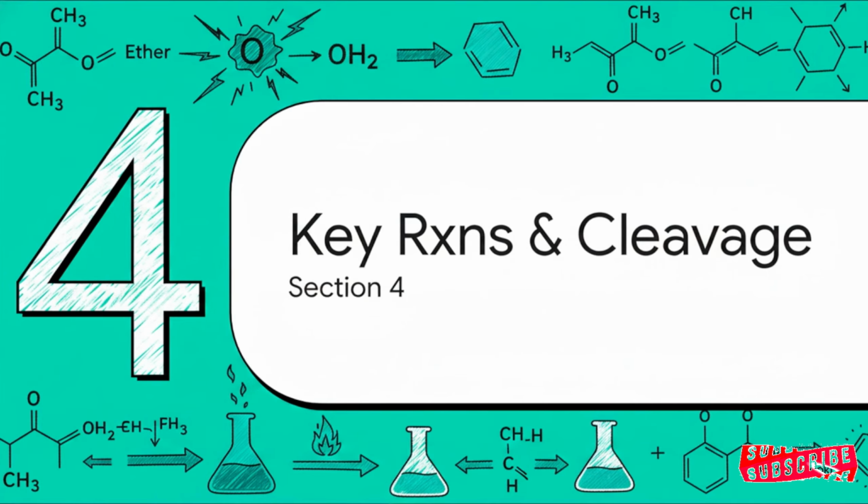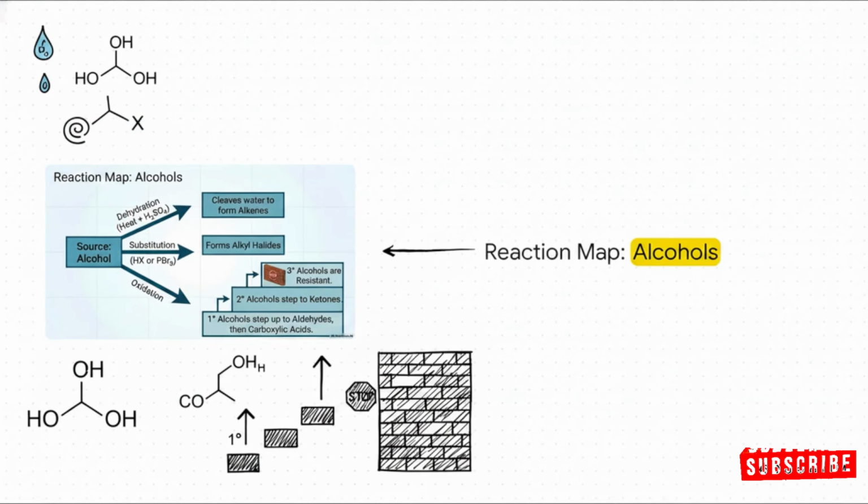Let's dive into Section 4, Key Reactions and Cleavage. This map is great because it highlights patterns you are going to see over and over. Dehydration removes water to form alkenes, and substitution swaps the OH to form alkyl halides. But look really closely at those oxidation stepping stones. This is exactly where those primary, secondary, and tertiary definitions from earlier come back to haunt you.